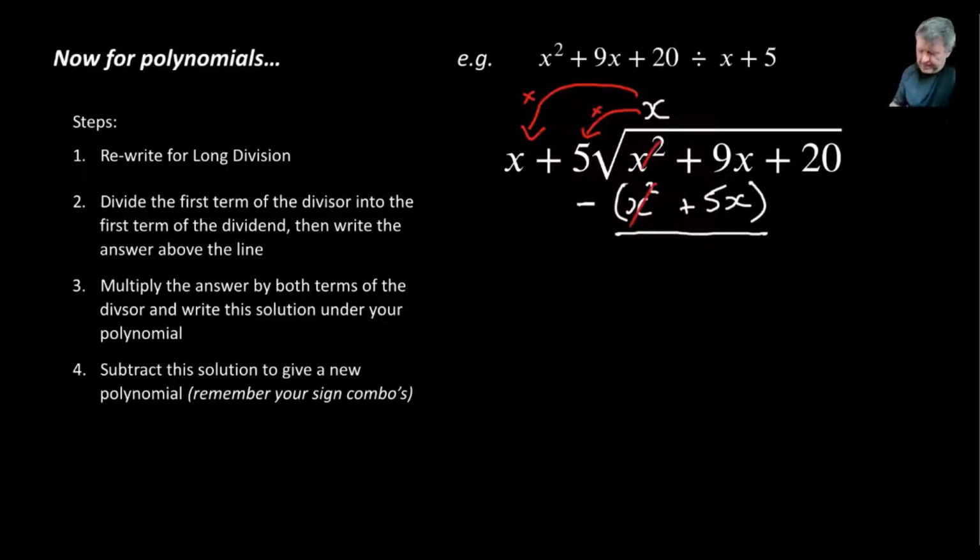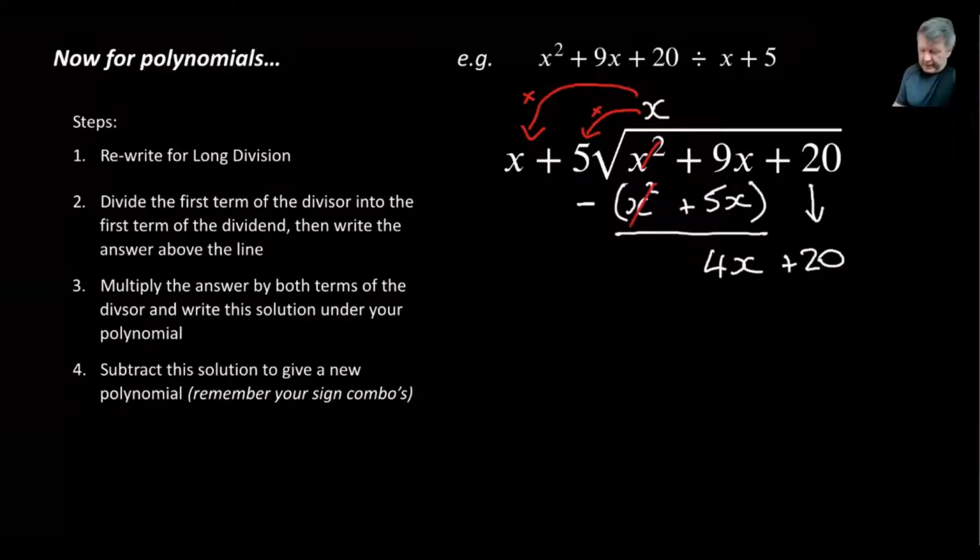That's correct. Now we have 9x, take away positive 5x. I always find it's a good idea, particularly as you've got to remember your sign combos, so minus positive. I say that in my head or out loud, up to you. Minus positive makes a minus, and then do it: 9x minus 5x. So 9x minus 5x is 4x. Now, as with long division, we're going to bring down the next term, which is plus 20.